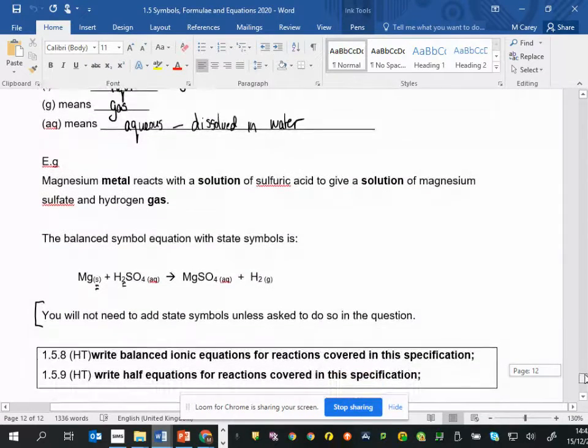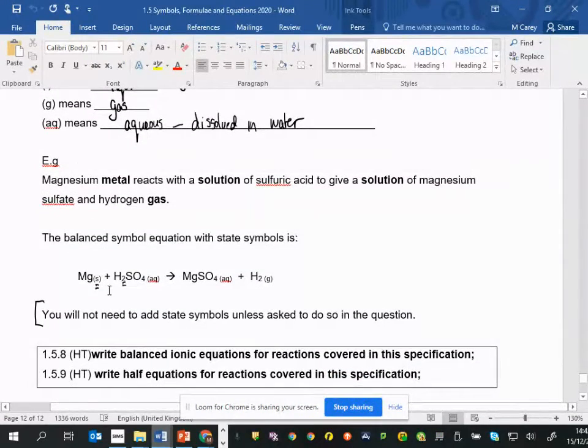An example of a balanced symbol equation with state symbols is here. So you can see you've got your magnesium as a metal, so it's solid. Sulfuric acid, all acids are solutions, so it's got aqueous. Magnesium sulfate is soluble, so it has aqueous, and hydrogen is a gas.